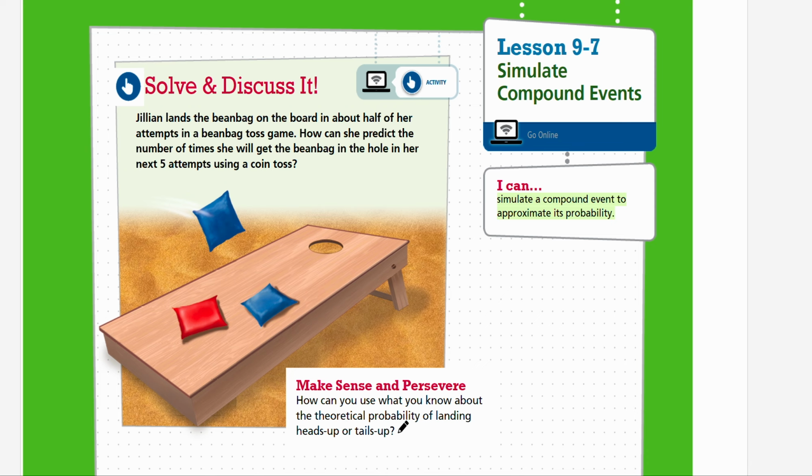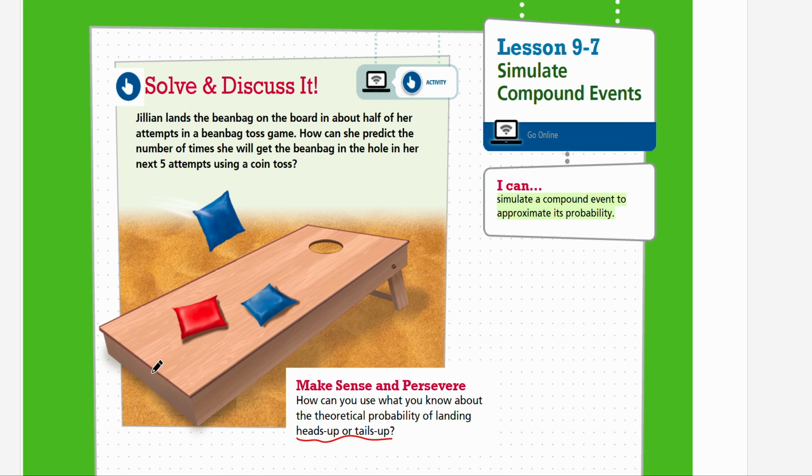How can you use what you know about the theoretical probability of landing heads up or tails up? So remember how you toss the coin. You'll have heads up or tails up, 50% chance, right? If the coin lands tails up, you have a tail, and if the coin lands heads up, then you'll have a head. You have 2 different possibilities, right?